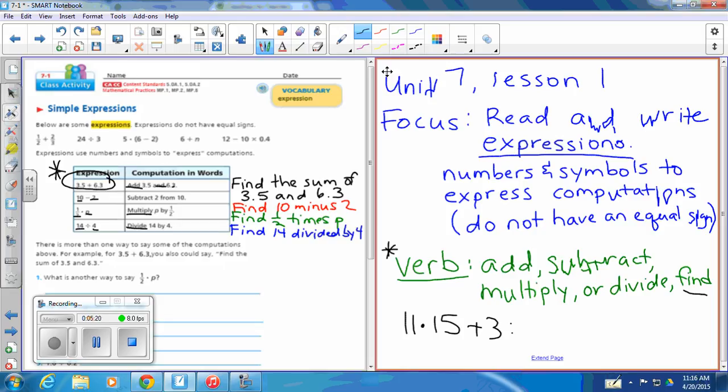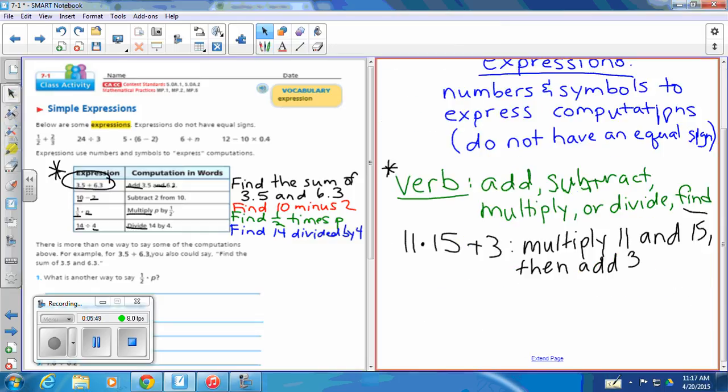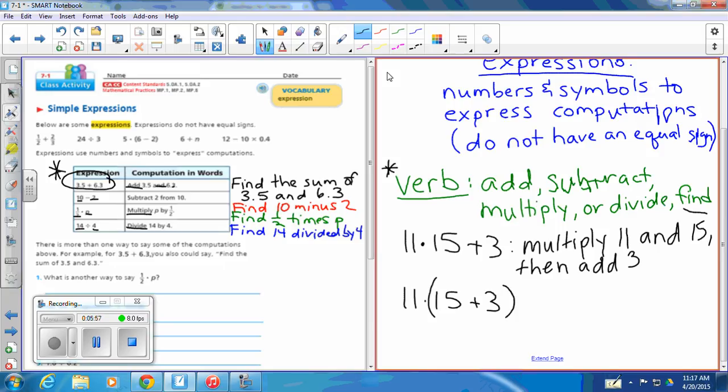Okay. So what I would say, I would start with multiplication. So multiply 11 and 15. Then my next step would be to add 3. But now I want you to think about this. What if we took that same expression, but this time had parentheses? This is where order of operations comes in.